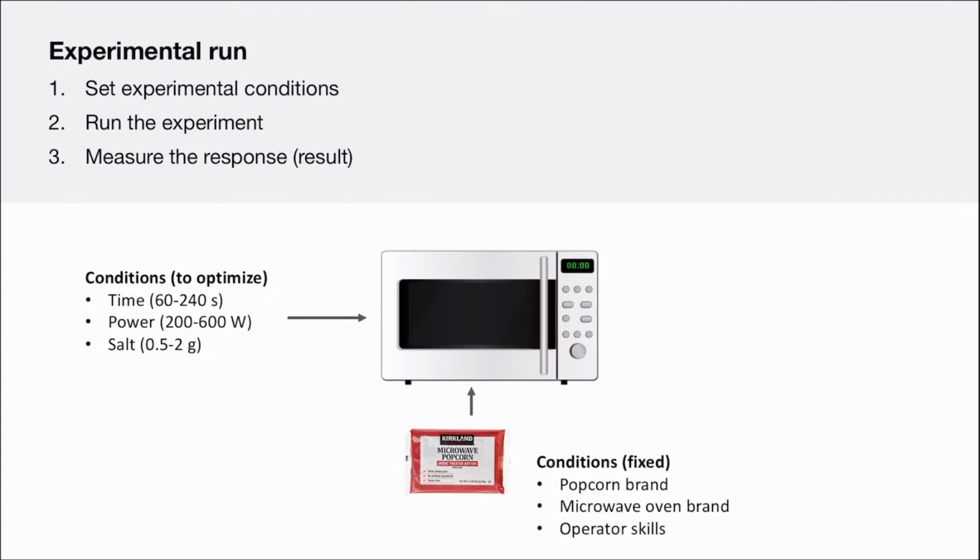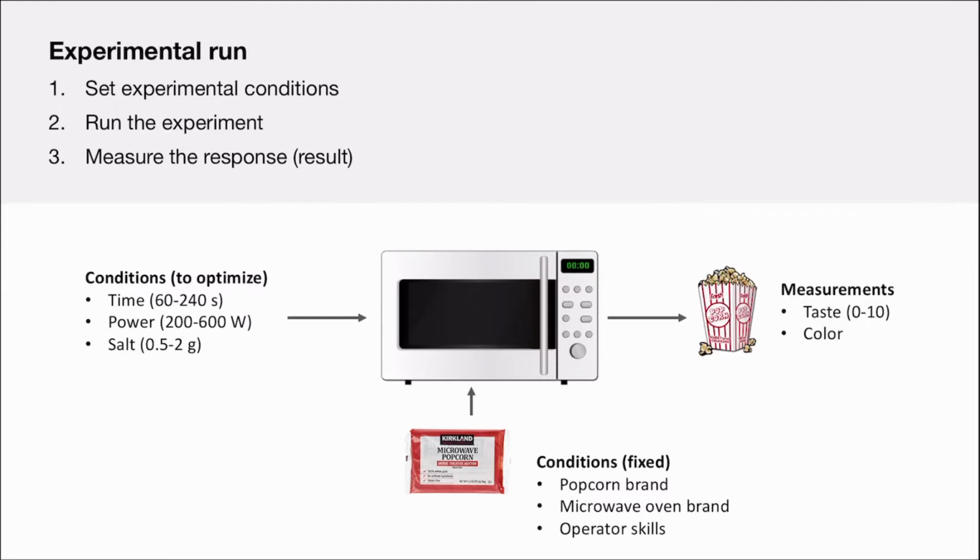However, you can also have some fixed conditions. For example, popcorn brand. If you don't have a variety of popcorn brands in your house right now, then you will probably stick to one brand only. So it will influence the result, of course. It's also an experimental condition. However, it's fixed, so you cannot change it. You will not vary it. The other fixed conditions can be, for example, the brand of your microwave oven, your skills as operator of the microwave oven, and so on. So these are experimental conditions that are fixed.